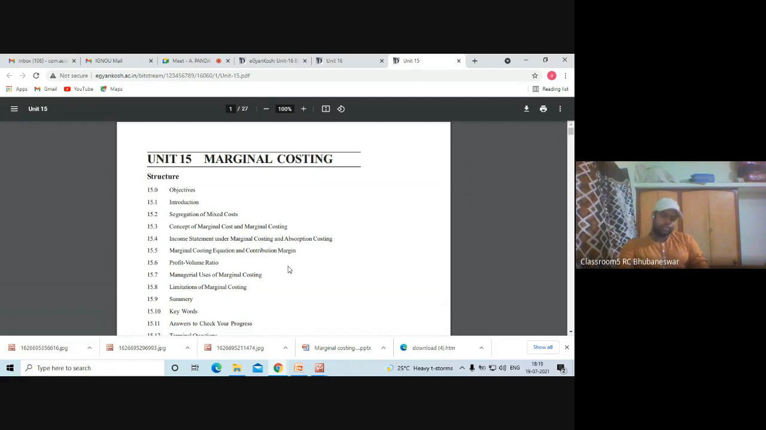Okay, next. So how to find out this margin of safety? Write down the formula. Whatever we had written will be written in the formula part. Actual sales minus sales at BEP, or another formula is there: profit divided by contribution per unit.